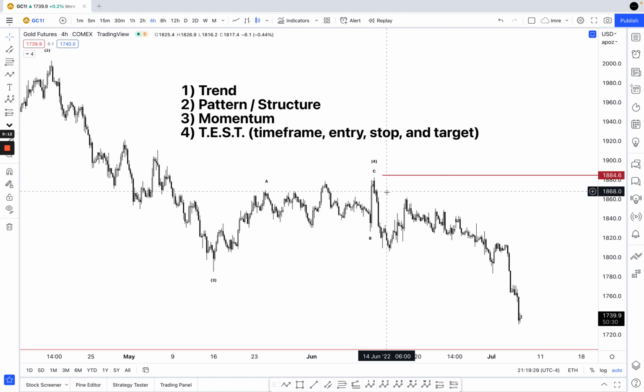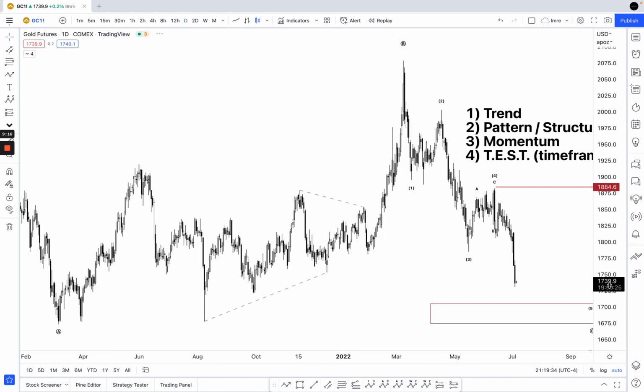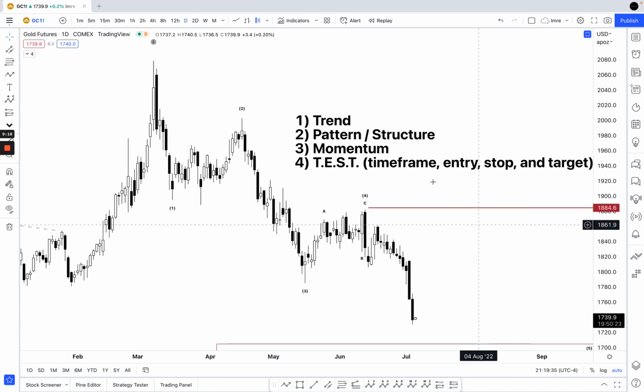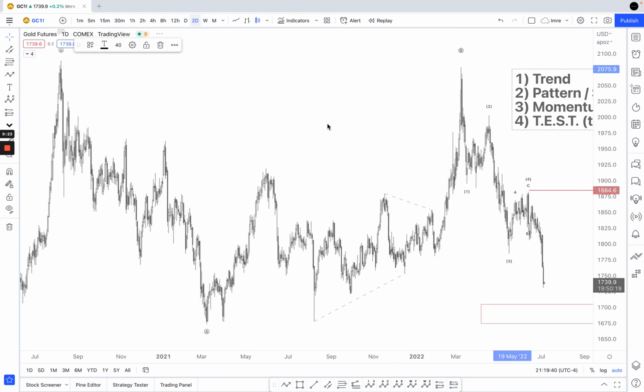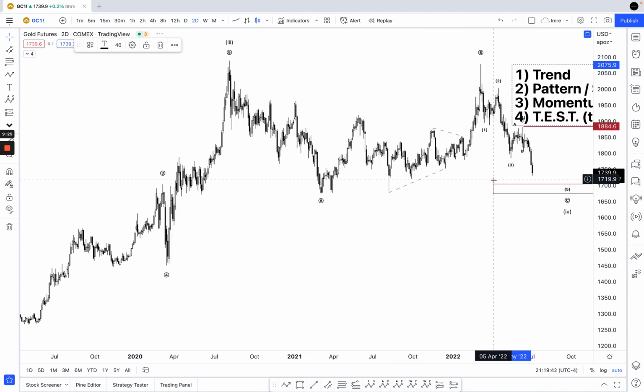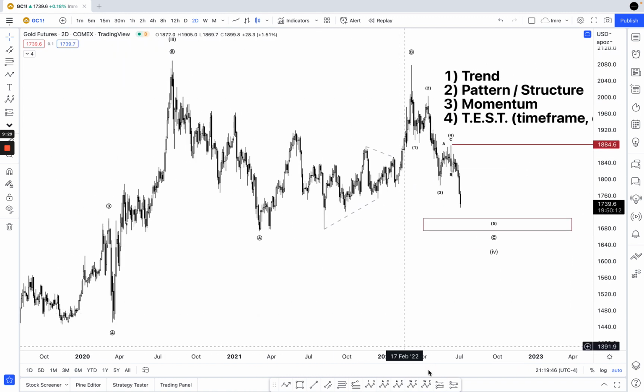And then finally, the target. Well, in this case, in the case of gold, I'm going to be looking at a target based on the relationships for wave A and C of the larger degree zigzag, of the larger degree corrective pattern that I'm tracking here, which is a flat.